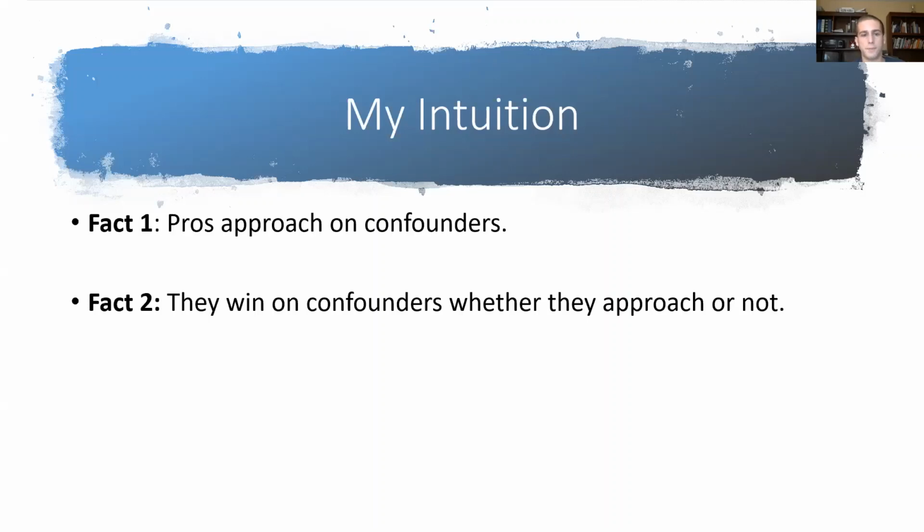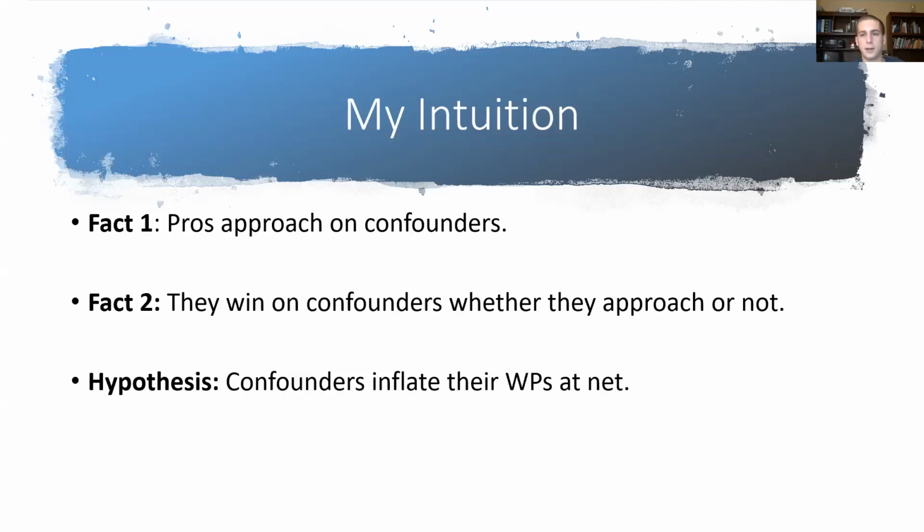And as a result, if you put those two facts together, what I expect to see is that confounders are deceptively inflating players' win probabilities at net. Because the point is that you tend to approach the net when you get an easy ball, and it's the easy ball that may be helping you win the point rather than the act of approaching. And yet if you don't account for the confounders, you can't see the difference between those two phenomena in the data. So now, I'm going to look at the data.